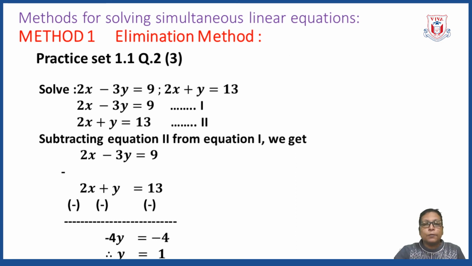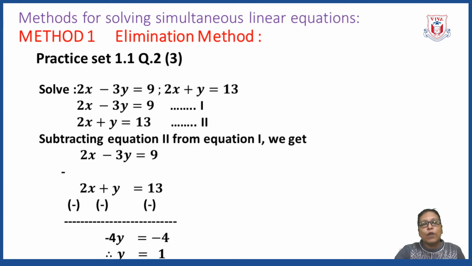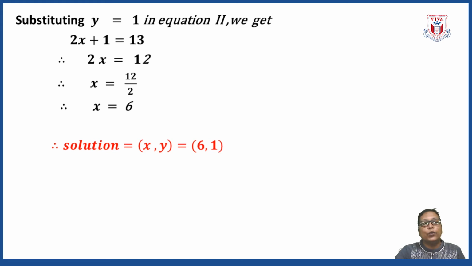Okay, so let us substitute the value. Substituting y is equal to 1 in equation 2. Just see what is equation 2: 2x plus y is equal to 13. So in this equation, y we are going to replace by 1. So what we get here: 2x plus 1 is equal to 13. Therefore, 2x is equal to 12. And from that, x is equal to 12 divided by 2. And therefore, x is equal to 6. In this way, we got the value of variable x also.